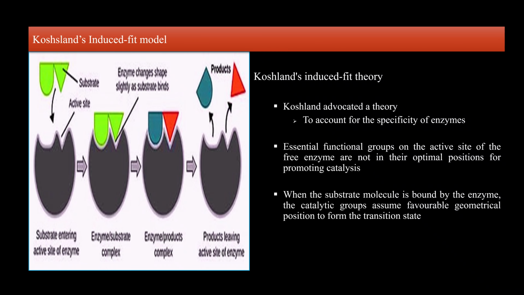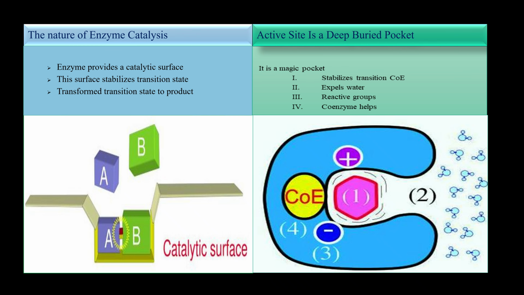The cleft includes that area. The cleft contains the specific amino acids of the enzyme, essential functional groups of the active site of the enzyme, in the optimal position for promoting catalysis. Molecules bound to the enzyme, the catalytic groups achieve a favorable geometrical position relative to the transition state. The enzyme catalyst on the surface stabilizes the transition state, transformation of the transition state to product.